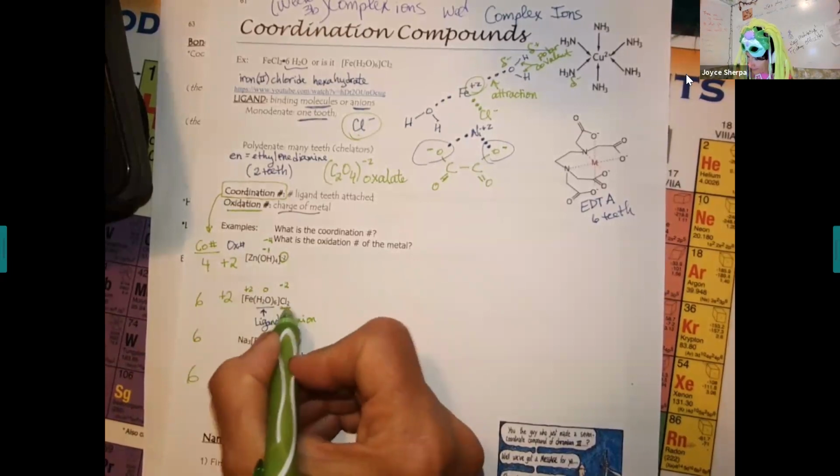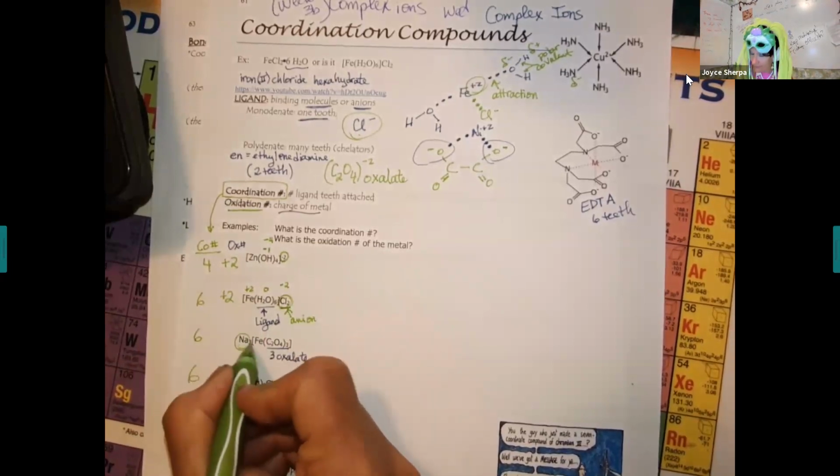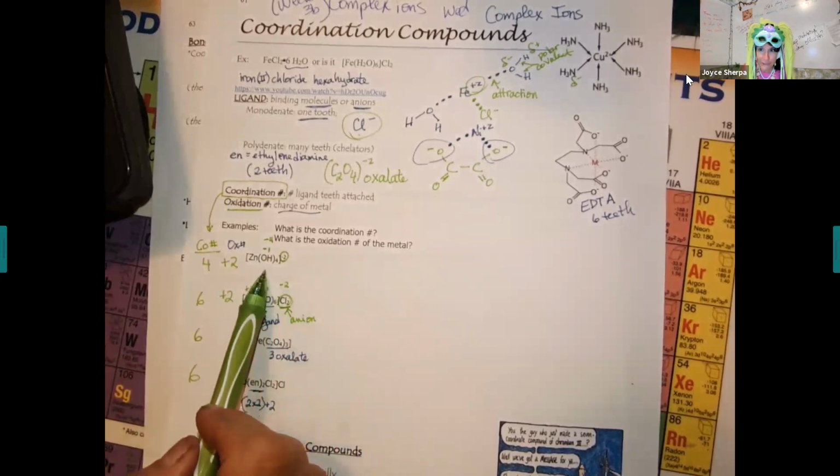All right, so the next one had the sodiums. The sodiums are not part of the complex. How can you tell they're not part of the complex? They're outside the brackets. So like here, these chlorides and these sodiums are going to be there to balance the charge. Up here, there should have been sodiums to balance the -2.